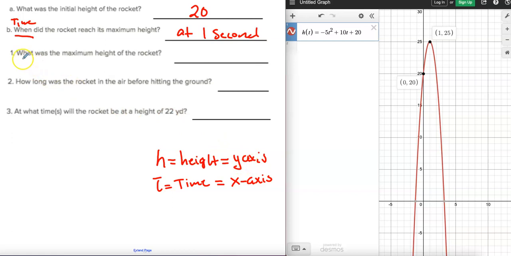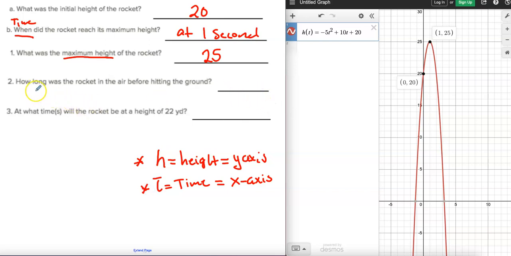We always look at our y-axis or our y values to refer to the height. The next question says, what was the maximum height? So now they're asking us what was the actual maximum height. Quite naturally, the maximum height is 25. Remember, the 1 is the x coordinate, so that represents the seconds or time. And the y, which is 25, represents our height, if we go back to this little key here.